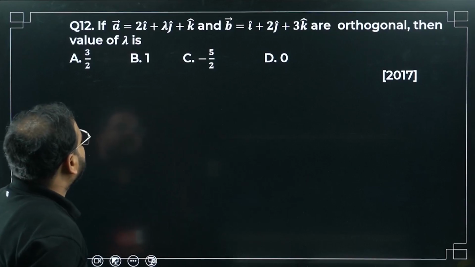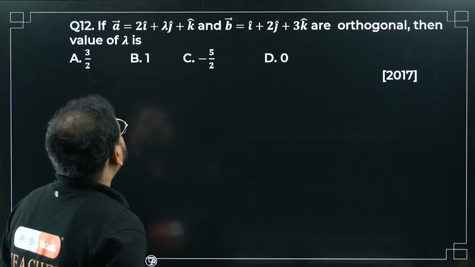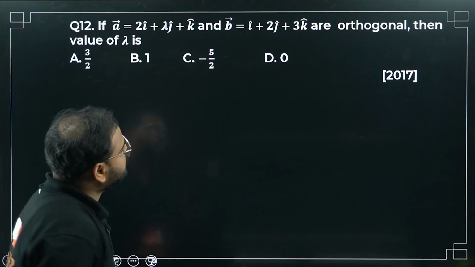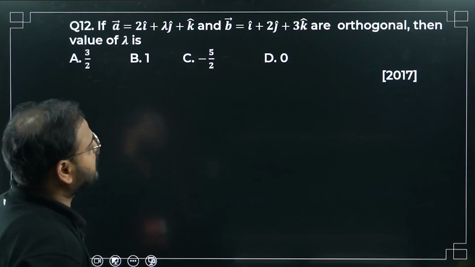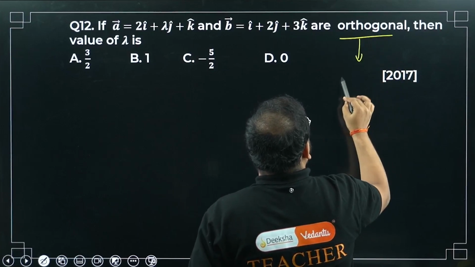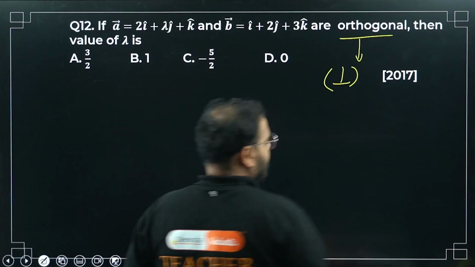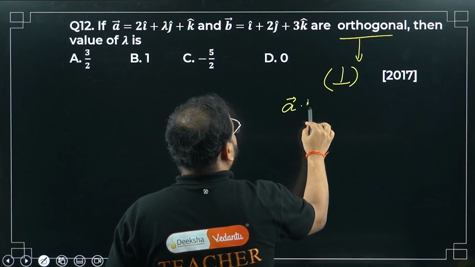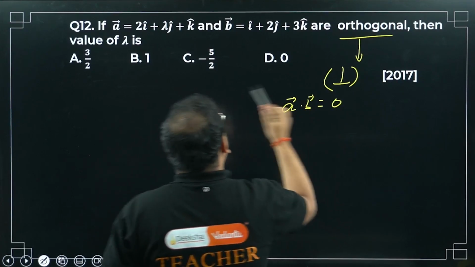Question number 12. If A is given by 2i cap plus lambda j cap plus k cap, and B is given by i cap plus 2j cap plus 3k cap, and they are orthogonal. Orthogonal, sir. Means what, sir? Perpendicular. Means what, sir? Means, sir, A dot B is 0, sir. Do it, answer will be C.